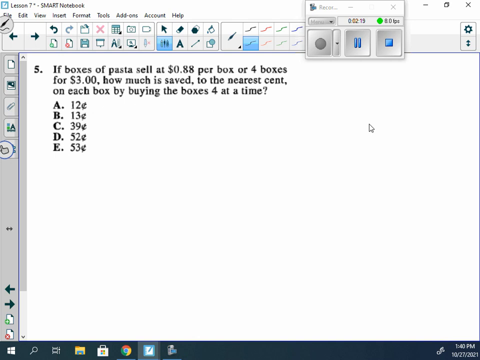If boxes of pasta sell at 88 cents per box, or 4 boxes for $3, how much is saved to the nearest cent on each box by buying 4 at a time? So individual boxes cost how much? And we want to know how much we save if we buy 4 at a time? Well, there's 2 ways we can go about doing it. We could figure out what the $3 for the 4 boxes costs per box, or I can see how much it's going to cost me to buy 4 boxes at 88 cents. Well, if we did 4 boxes at 88 cents, we would take 0.88 and multiply it by 4.